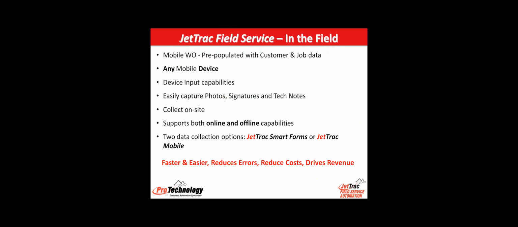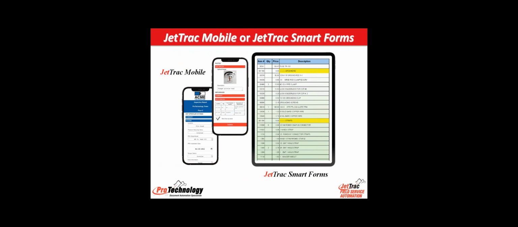And there's two kinds of input options. The JetTrac Mobile, which is really designed specifically for smartphones, and we've designed it because it can sometimes be hard to fill in a smart form on a phone. But if you have smart forms and you'd prefer to just work with the forms that you're used to, you can do that on a tablet. Much easier to do the smart forms, and you can build a lot of intelligence into both options, like calculations and things like that.